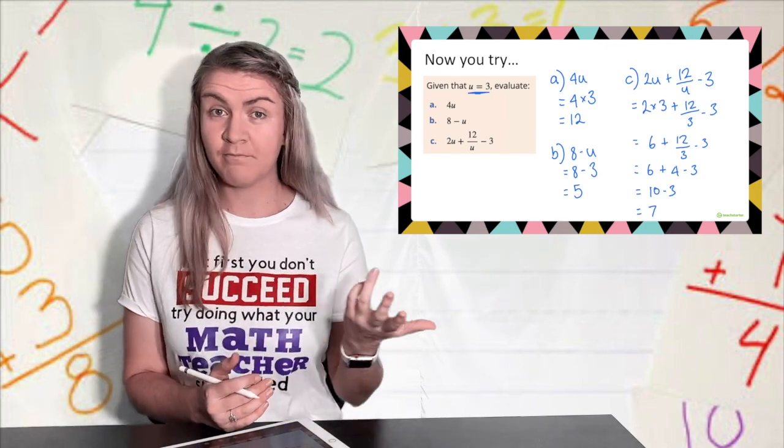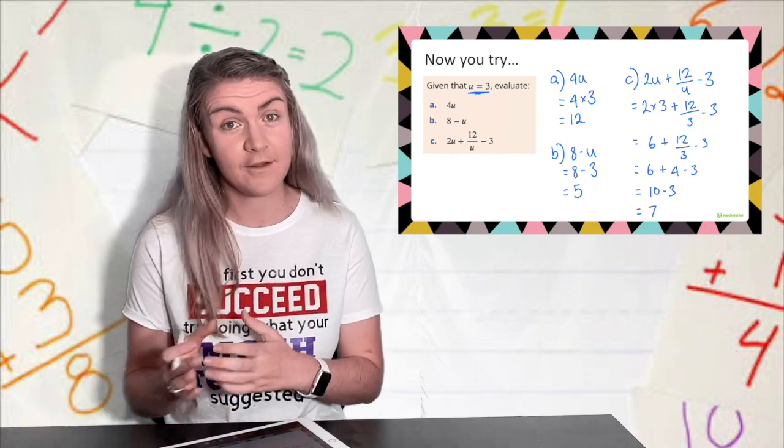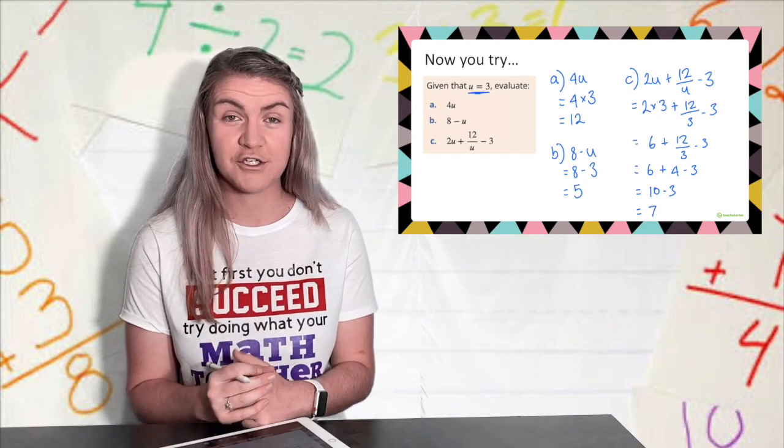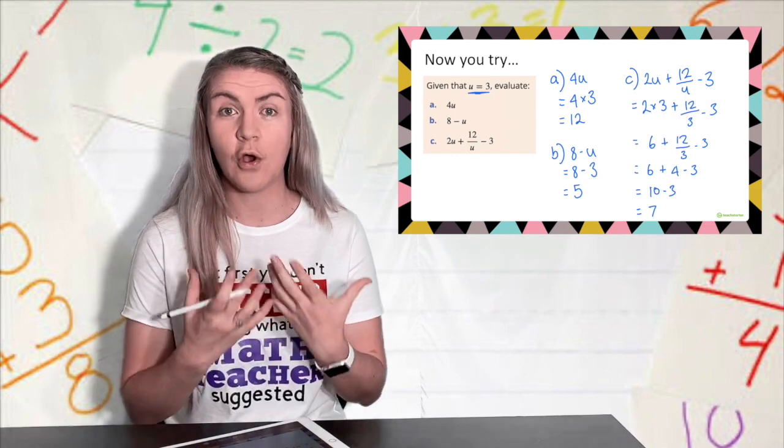Now, u could mean something different. We could try now doing u as a 7 and we would come up with different answers. And this would still be correct for that situation. So we're just doing the letters for the numbers that we are told.